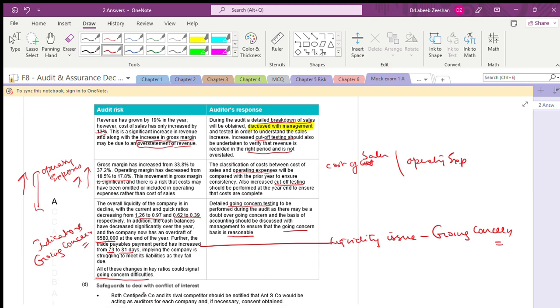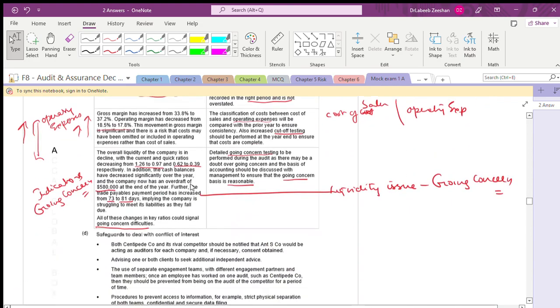And what is the response? The response is we have to have a detailed testing of going concern: on what basis, what assumptions they have made, discuss with the management, same words, I am not making any complication. Discuss with the management and ensure that the going concern assumptions are reasonable. Fine. This is the audit risk and this is the audit response.